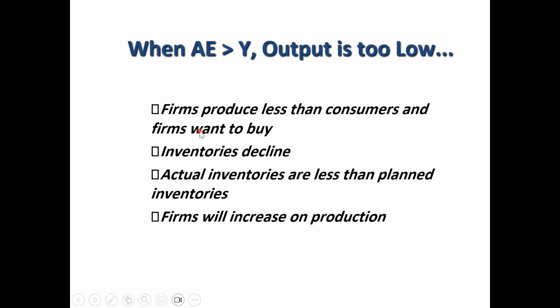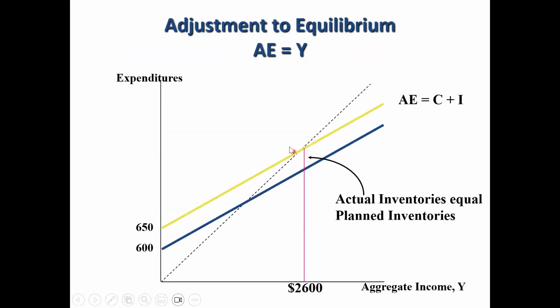Because firms produce less than consumers want to buy, inventories decline. Actual inventories are less than planned inventories, so firms will increase production. Here we have actual inventories equal to planned inventories.